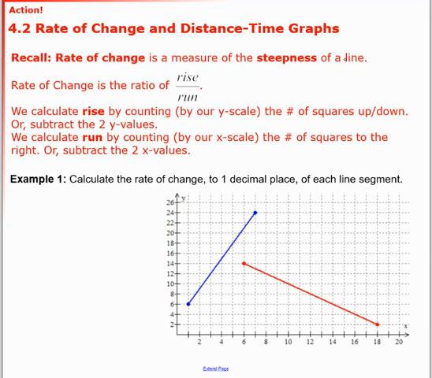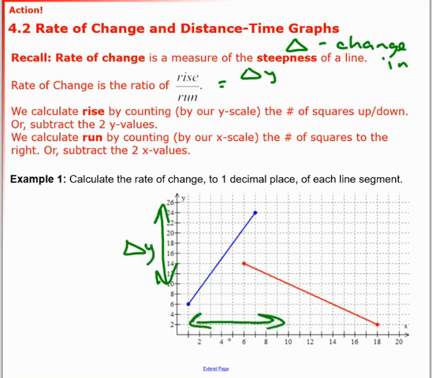A delta sign, a triangle, is change. The change in something. So the rise is the change in the y, how much we're going up and down. That's the change in the y. And how much we go side to side is the change in the x. So we divide that by the change in the x. Otherwise, how much it rises or falls, how much it runs left to right.